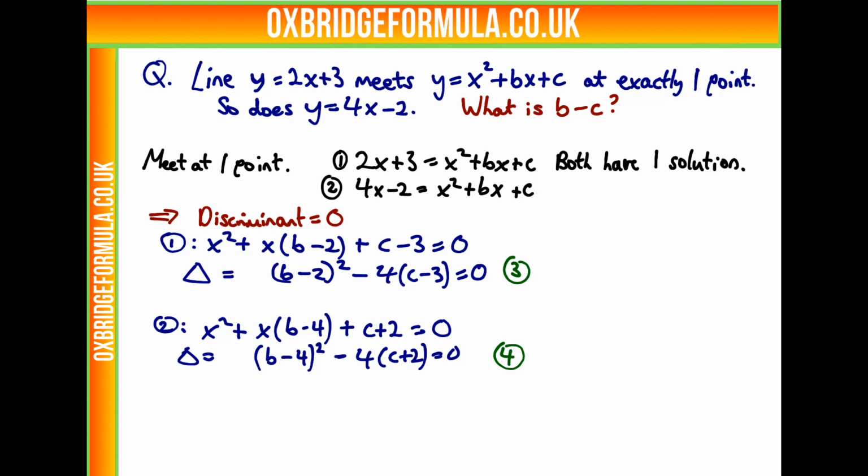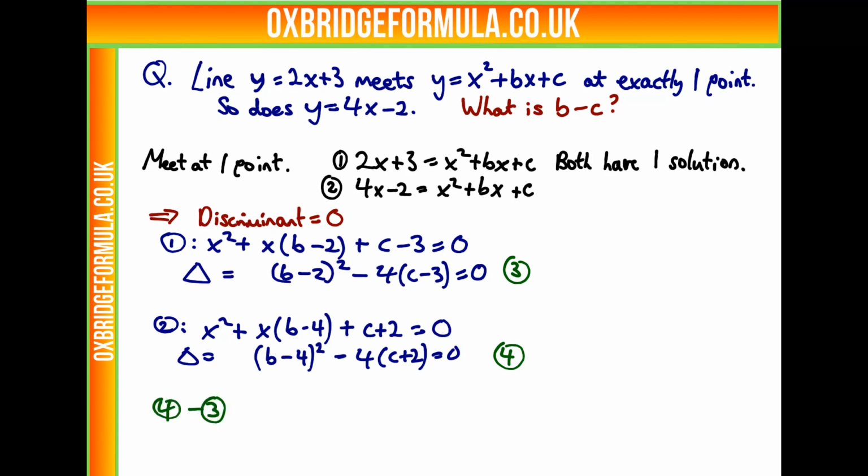So what should we do here? We know that b and c must both satisfy equation 3 and equation 4. So maybe we can work out the values of b and c by simultaneously solving equations 3 and 4. How might we do that? We can immediately see that we can eliminate c by taking them away from each other, as we have minus 4c in both equations. So let's do equation 4 minus equation 3.